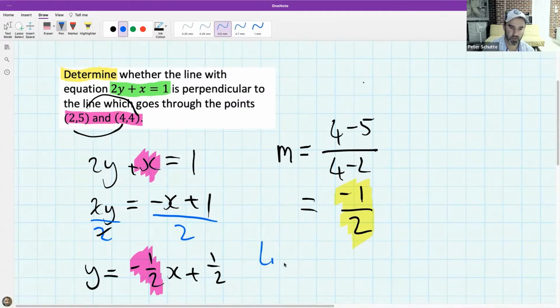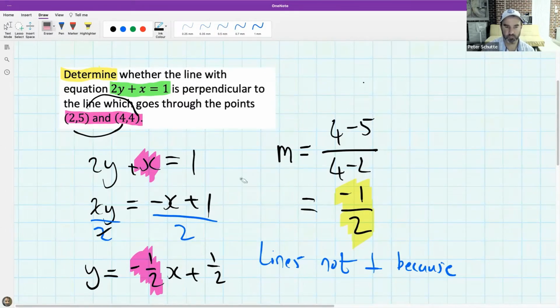Okay, so the lines are not perpendicular because the gradients don't multiply to minus 1. However, we do actually know something about their relationship. What is the relationship between these two lines? Oh, apparently you beat me to it. Jermaine, you beat me to it. If the gradients are the same, it means they are parallel. So we haven't been able to prove they're perpendicular, but by the way, they're parallel.